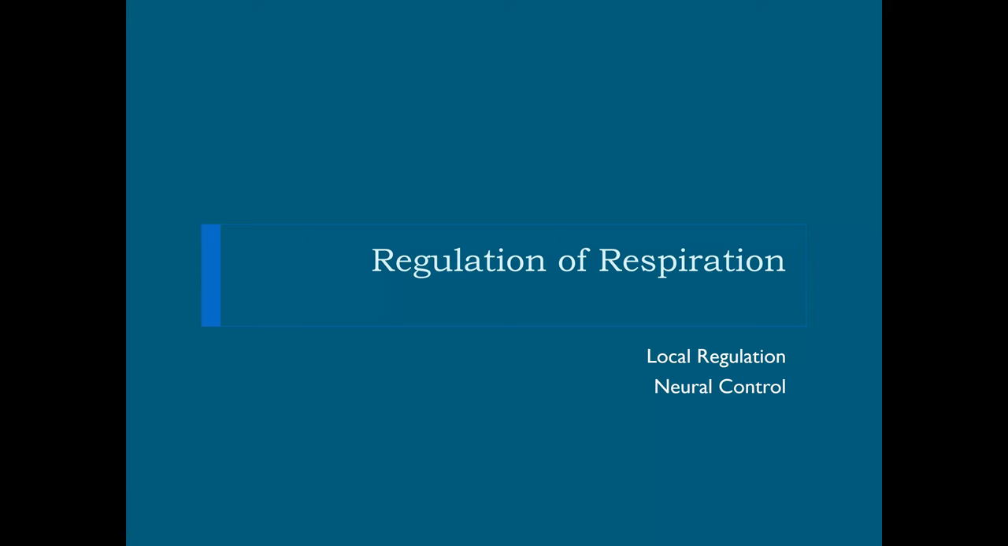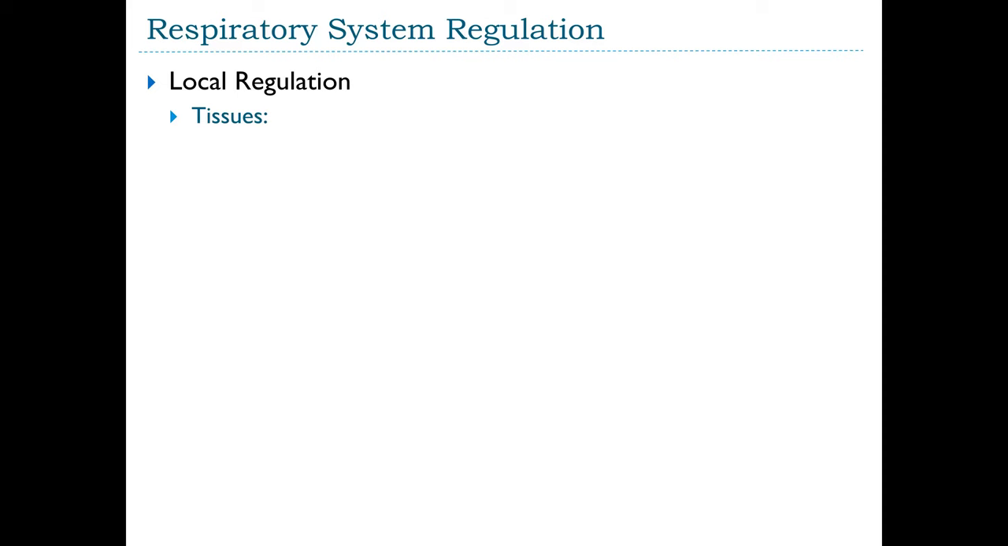So now we're going to look at the regulation of respiration, which includes local regulation and neural control. And I am not going into as much detail as your textbook, so use the learning objectives in this lecture to help guide what you study. So let's look at local regulation first. So there is local regulation at the tissue level.